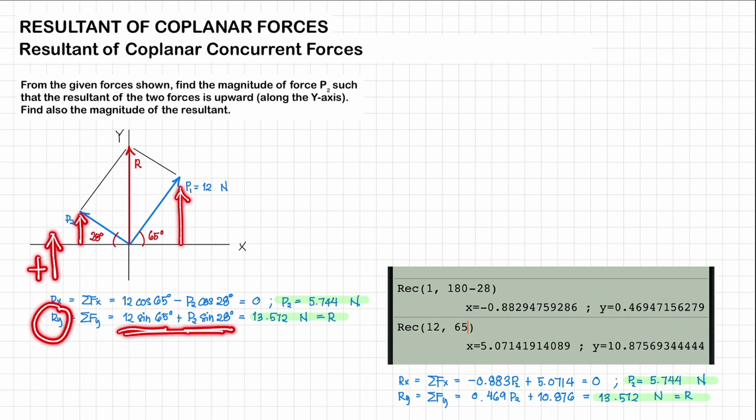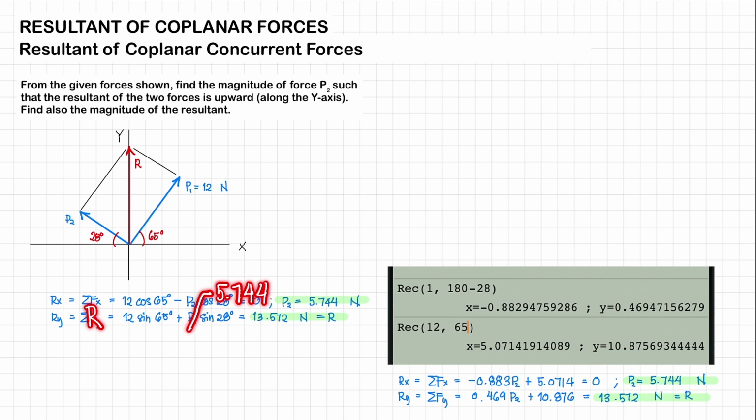But since our resultant doesn't really have any horizontal components, our Ry is actually going to be equal to our resultant. Alright. So we could equate this whole equation to R. We have already solved for P2, which is 5.744. So we have one equation, one unknown. We'd be able to solve for R. Right? And our R is equal to 13.572 newtons. Okay, so we've already solved for the unknowns in this problem.